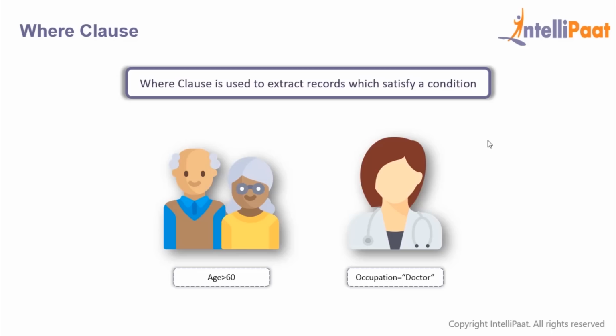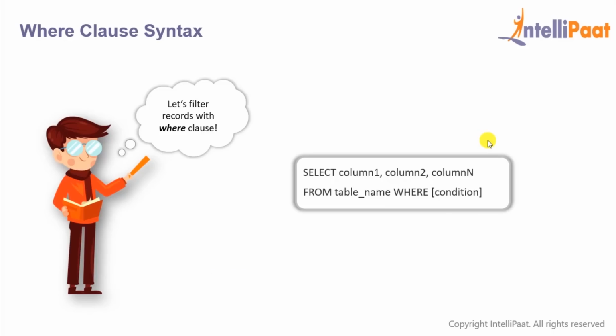So the where clause is used to extract only those records that fulfill a specified condition. For example, we'd want to extract those records where the age of the person is more than 60, or filter out those records where the occupation of the person is doctor. Now let's have a look at the syntax of where clause.